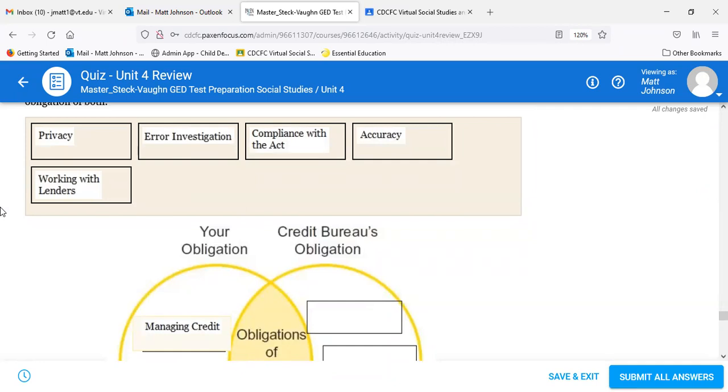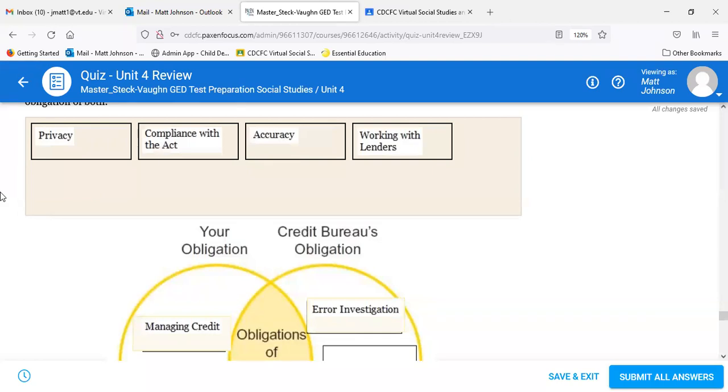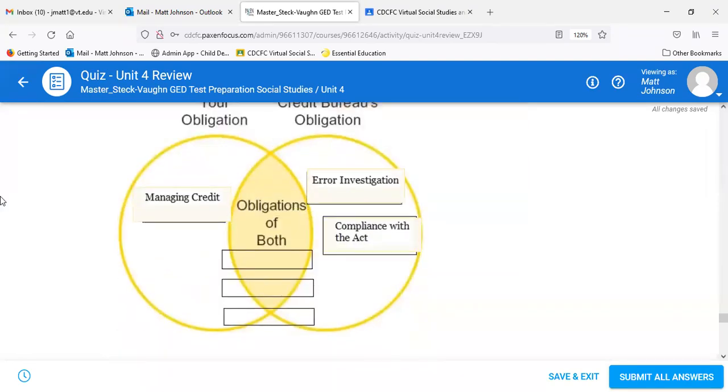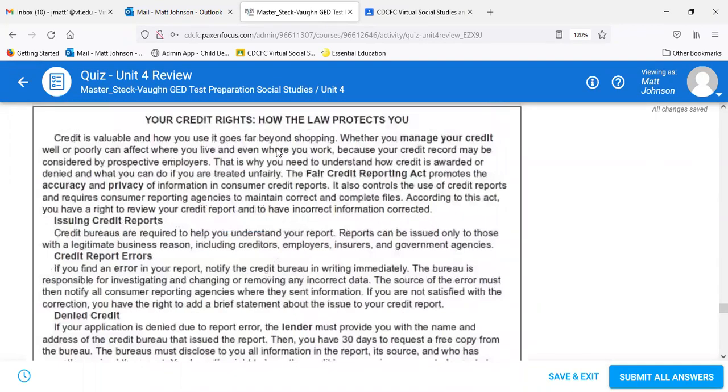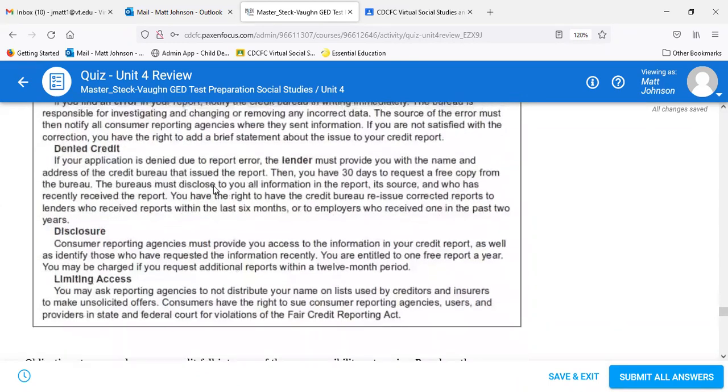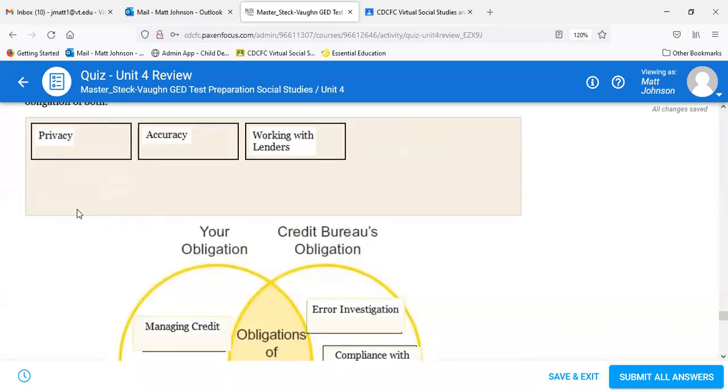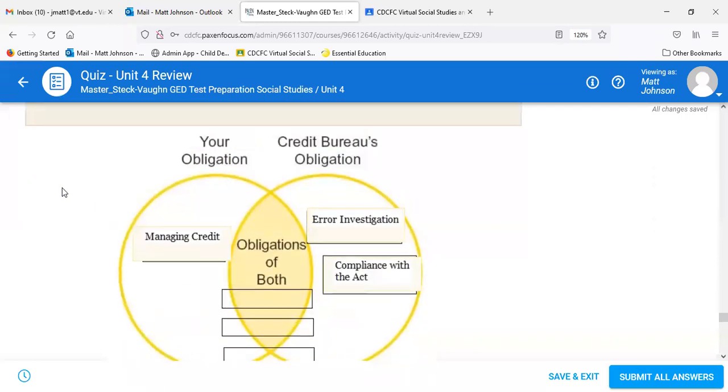So credit bureau, what are they responsible for alone? Error investigation, certainly. What else? Working with lenders. Well, that would be both. Compliance with the Fair Credit Reporting Act. So it's up to the credit bureaus to maintain that. And of course, that leaves just our 3 obligations for both.